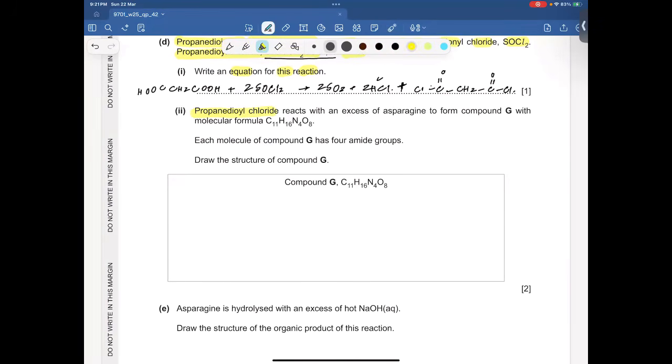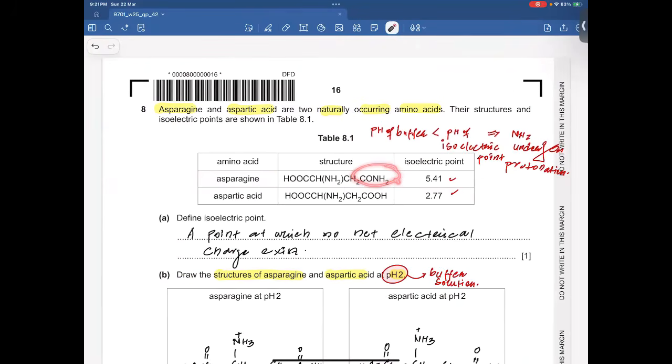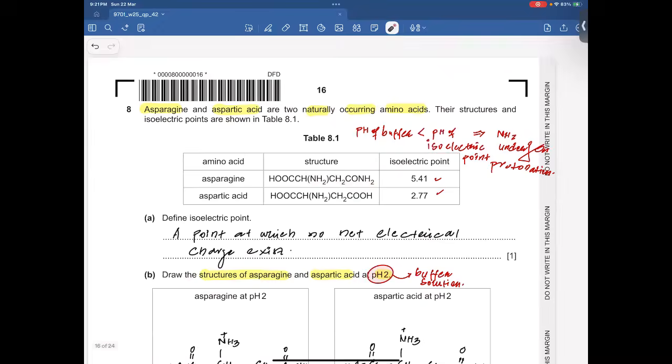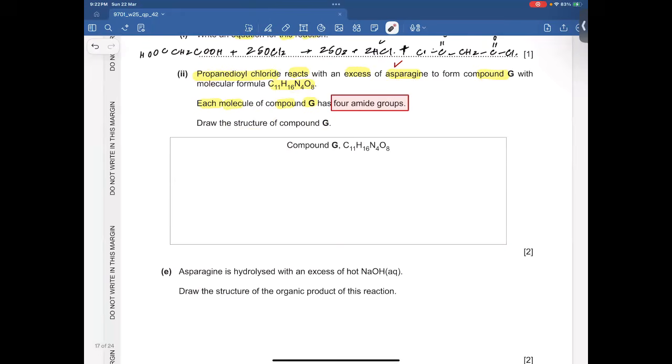Propane dioyl chloride reacts with an excess of asparagine to form compound G with this molecular formula. Each molecule of compound G has 4 amide groups. Asparagine has an amide group, which means I need to use more moles of asparagine as compared to propane dioyl chloride. Okay, so let me remind you.